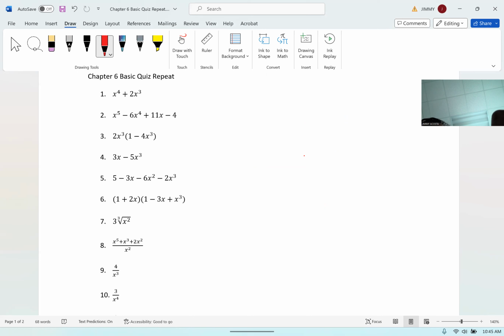So here we have 5x to the 4th minus 24x to the 3rd plus 11. And over here we have 4x to the 3rd plus 6x squared.